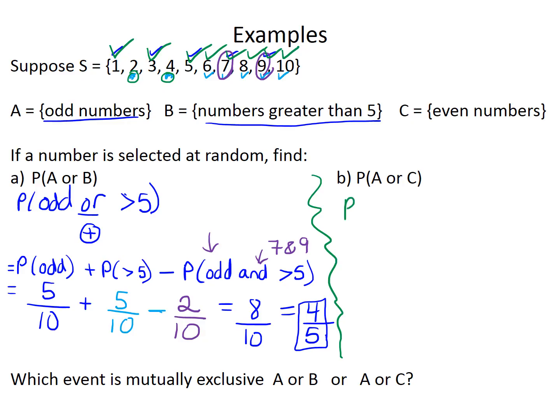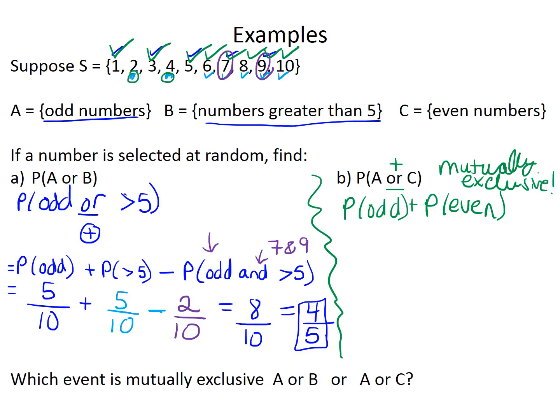Probability of A or C, probability of odd, or again means add, C is even, plus the probability of even. These are mutually exclusive because you can't have a number that's odd and even. If you want to write down probability of odd and even, that's fine, but you can't have that, so that's just 0.